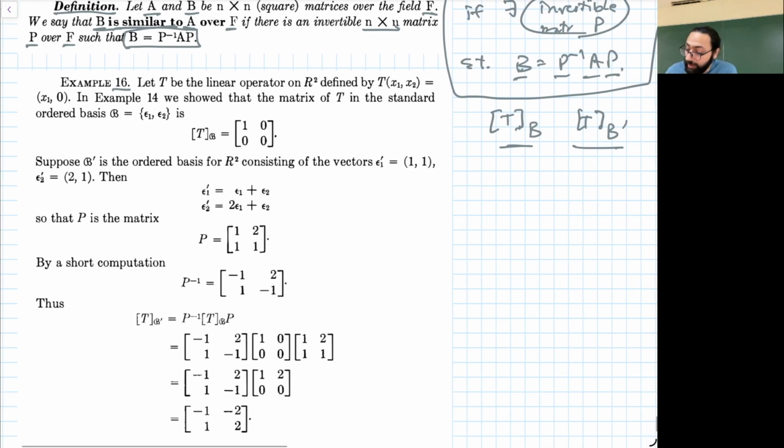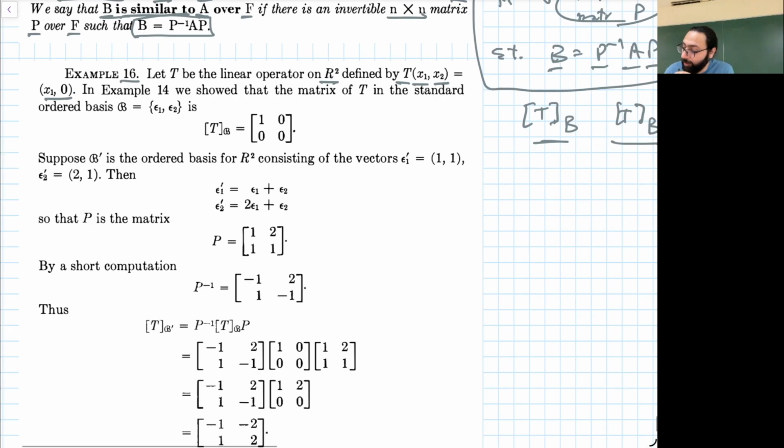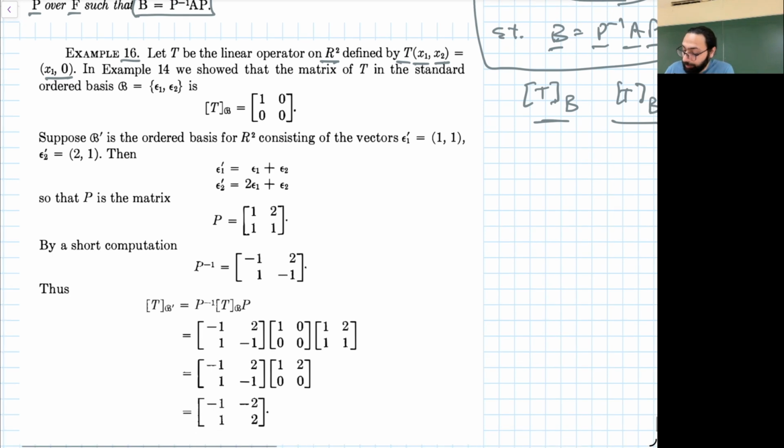So example 16 is saying the following. Let T be the linear operator on R2 defined by T(x1, x2) = (x1, 0). This is one specific linear operator that just removes x2. I think we already saw this. In example 14, we saw that the matrix for this linear operator T in the standard basis is 1, 0, 0, 1. This we already saw in the previous example.